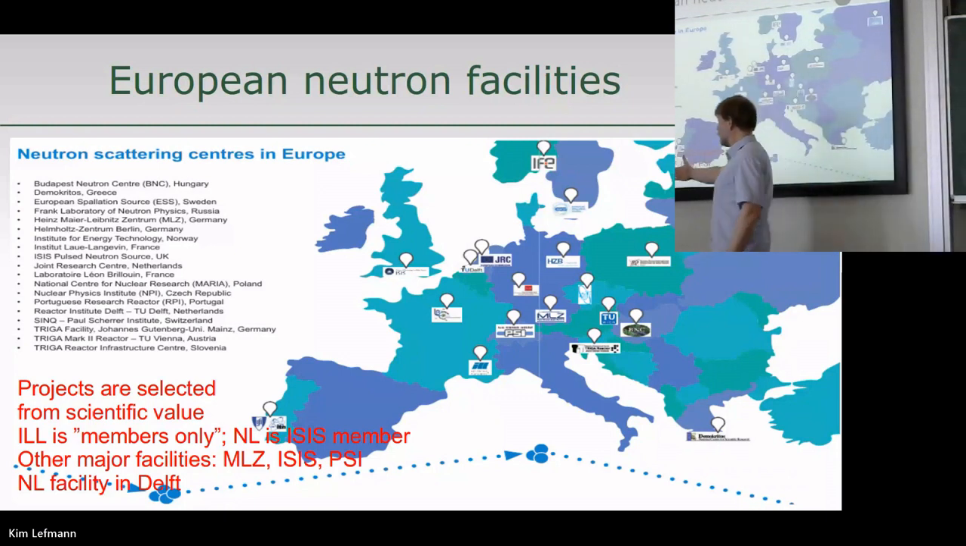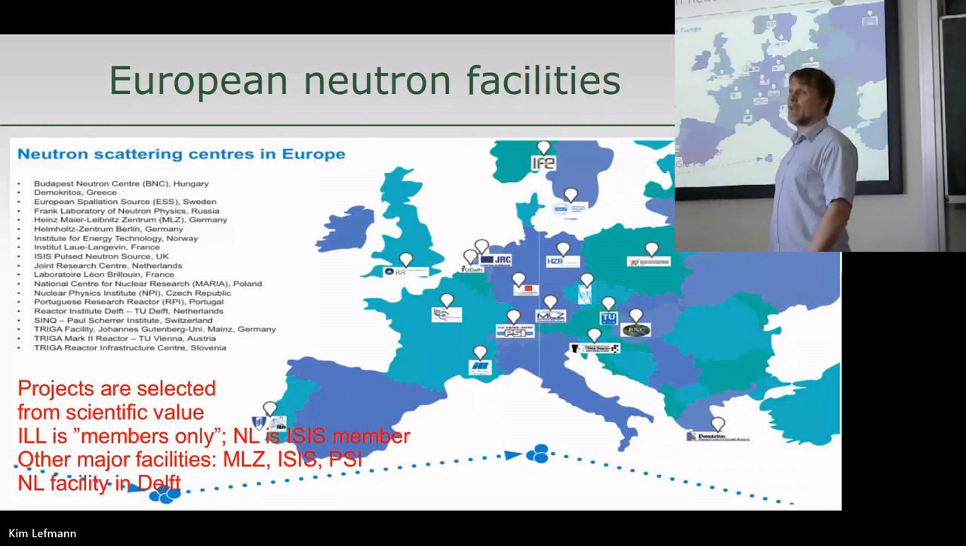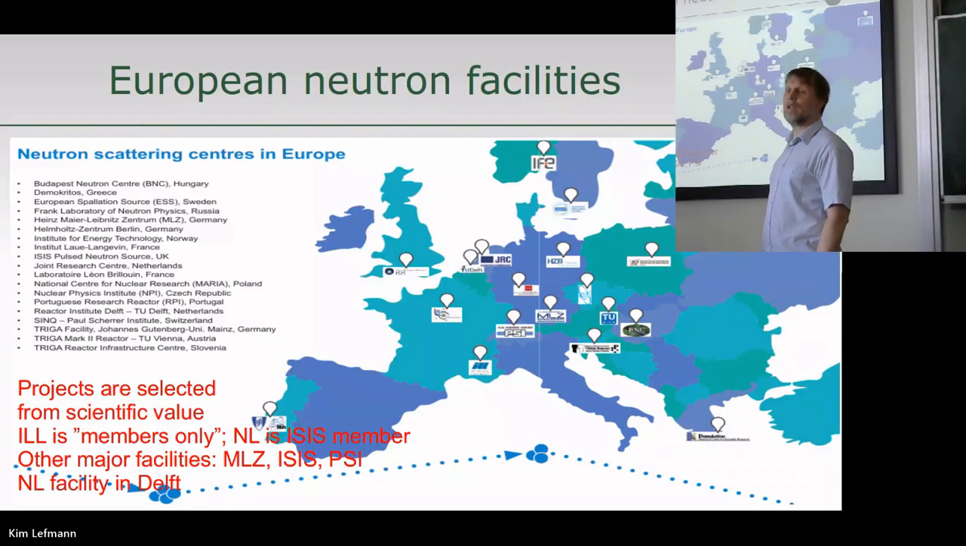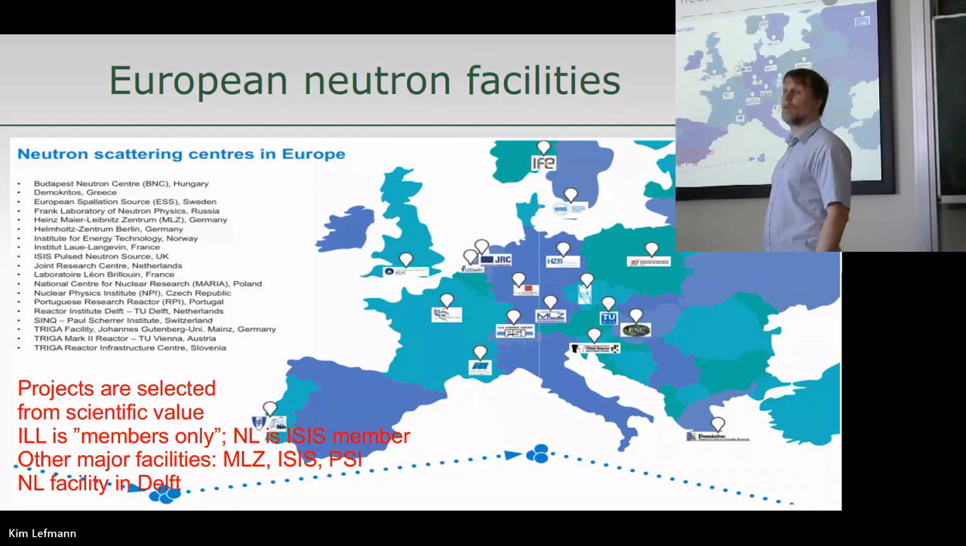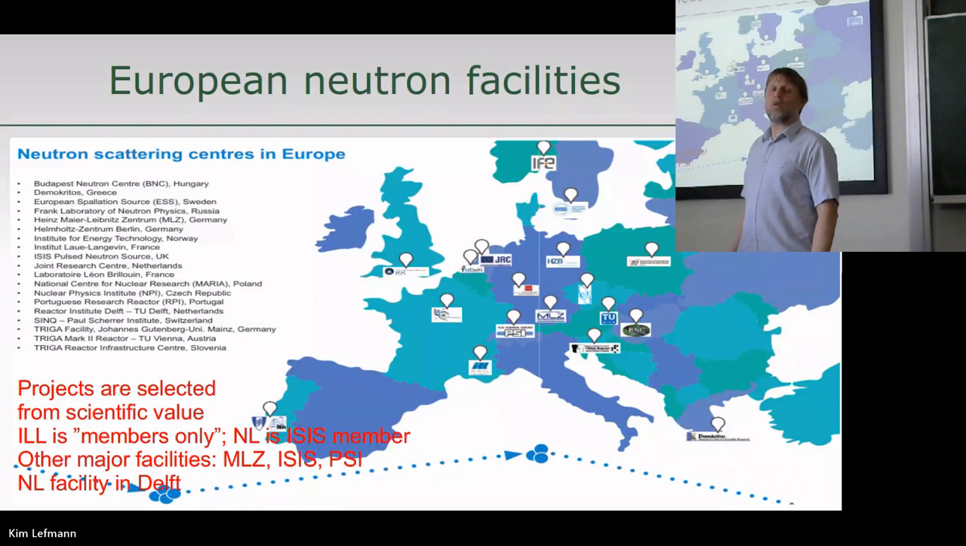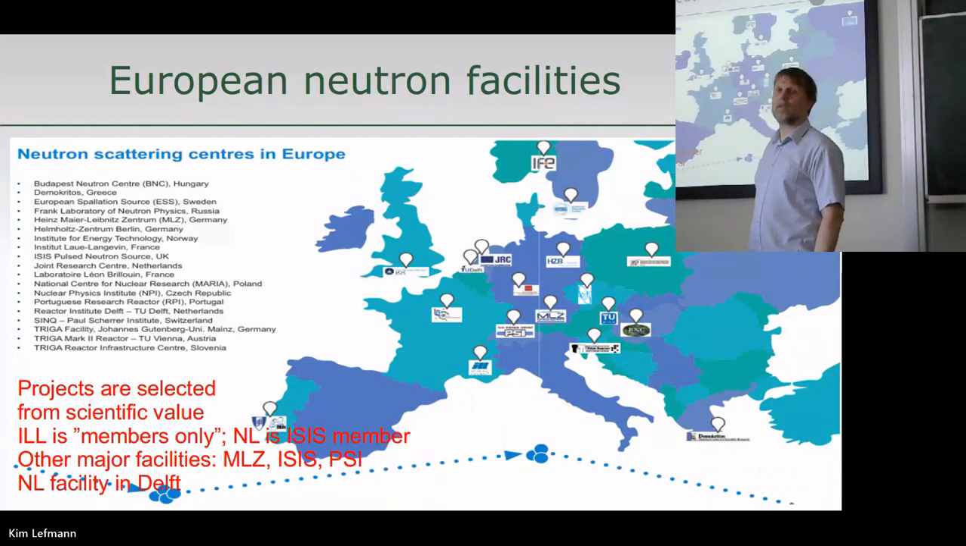But then there is a Dutch facility in Delft also. It's not a very big one, but it's there. They have the Reactor Institute in Delft. They are complete experts in neutron scattering, and if you'd like to do neutron scattering, I think it's good to go and visit them and talk to them. See if they can do it or if they can help you get access to ISIS.